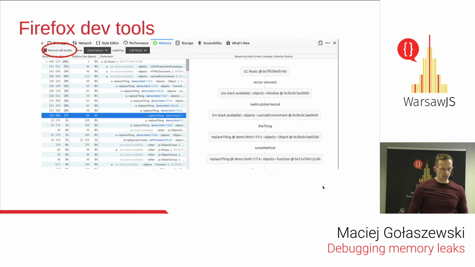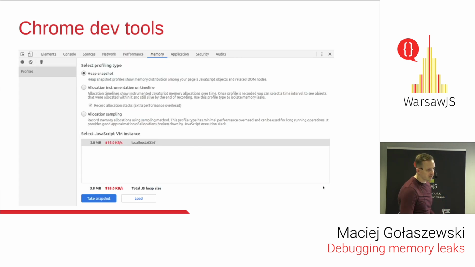But to see this, you need to tick the record call stacks option, because if you don't tick this, you will not see any values or where this leak is happening in your code. You will have only the objects and their IDs reported, but nothing else. And this is not very useful. Much better tools are available in Chrome.